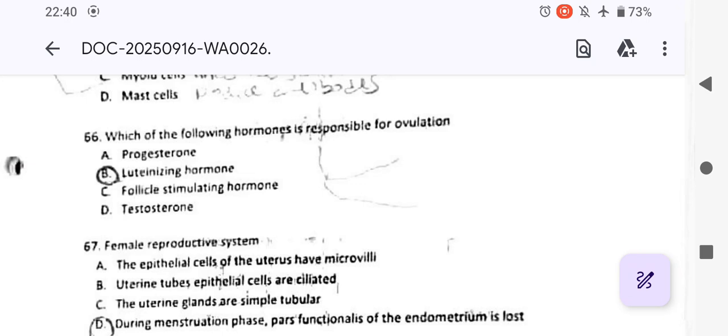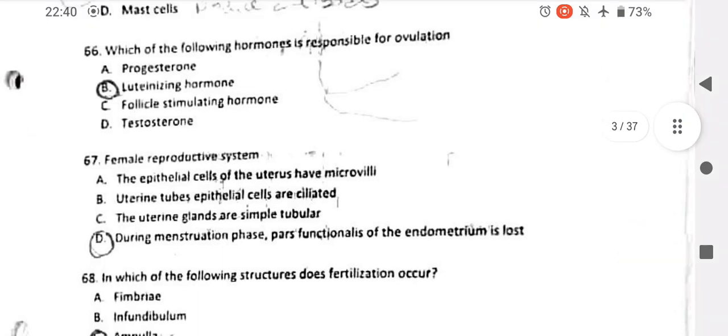Of course, we're going to remove D automatically. Follicle-stimulating hormone, no, this one is just involved in the follicular phase where the follicle is developing. So the correct answer is supposed to be B. Luteinizing hormone is the one that brings about ovulation. We usually say the surge or the increase in luteinizing hormone, specifically in the 28-day cycle at day 14, brings about ovulation. So it's LH, or luteinizing hormone.